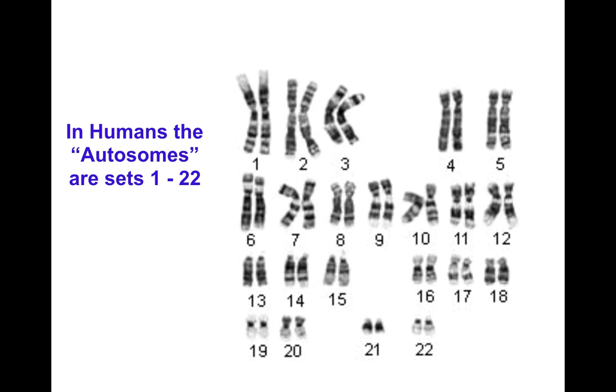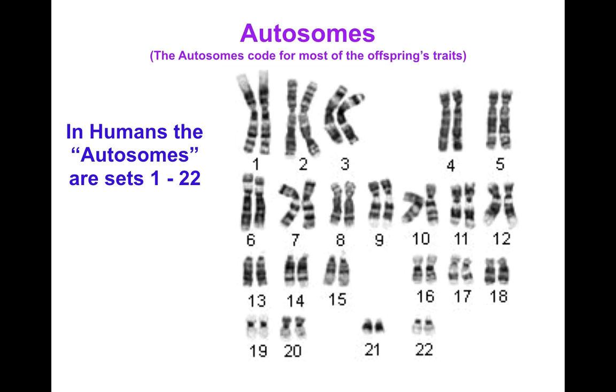So here it is again, 1 through 22. It's just showing that 1 through 22 are the autosomes. One thing to note about autosomes is they code for most of the offspring's traits. So eye color, hair color, skin color, all those things are found in the autosomes, 1 through 22.